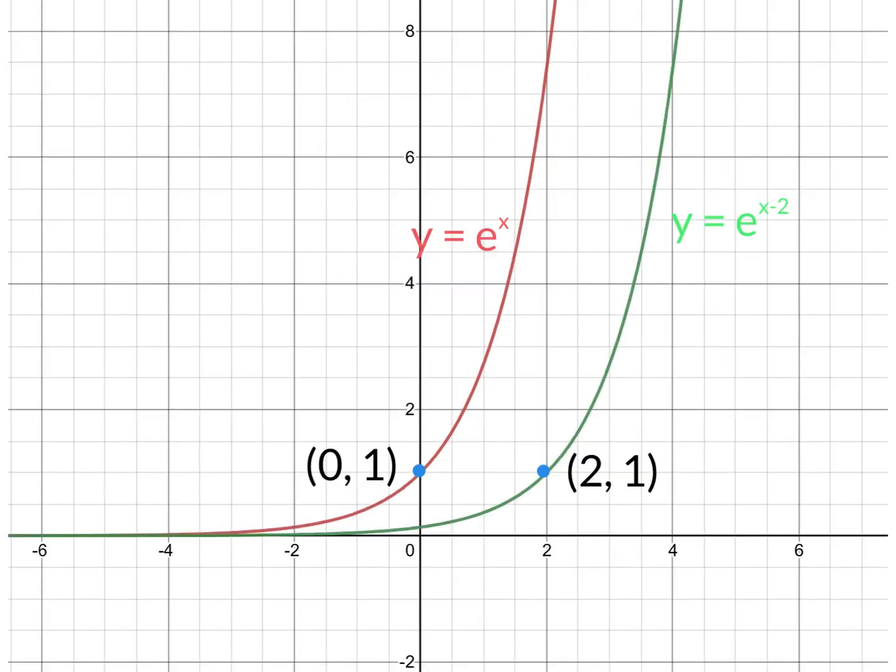And for our third one, we're affecting the x. So x minus 2, if we let x minus 2 equal to 0, x equals 2. So it shuffles everything 2 to the right. And so where it crossed the y-axis at 0, 1, it moves 2 to the right and it passes through at 2, 1. And everything moves across.